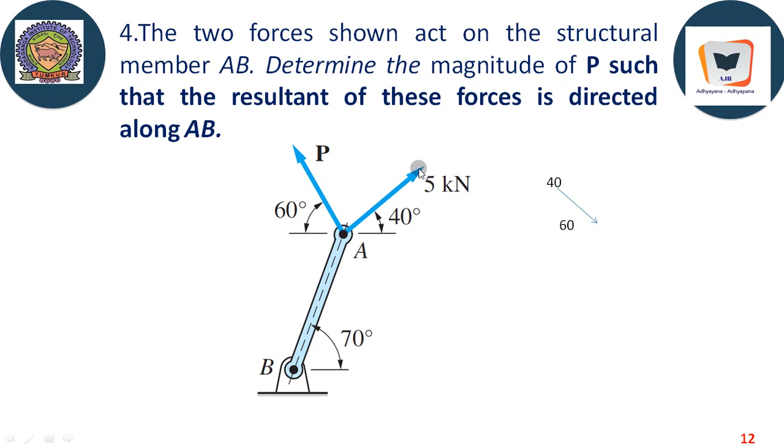Determine the magnitude of P, one of the forces, such that the resultant of these forces is directed along AB. The direction of the resultant has already been given. The meaning of this particular problem is that the direction of the resultant is already given, because we need to find P such that the resultant of these forces is directed along AB. That means the directionality of the resultant is fixed. It should be along AB.